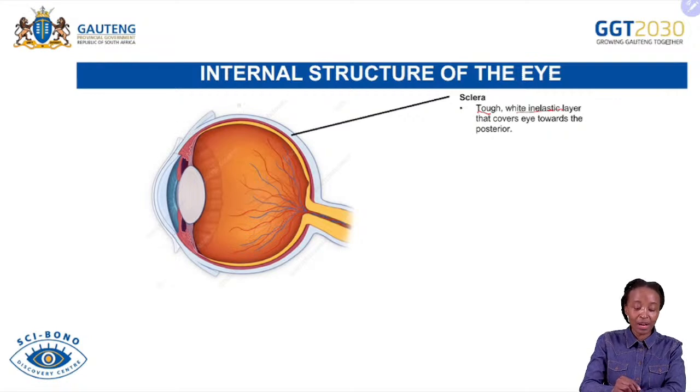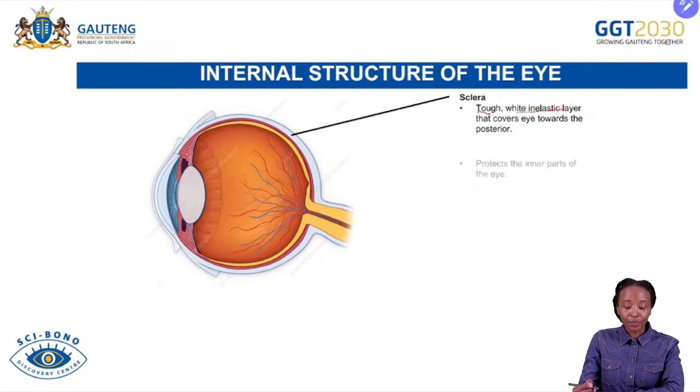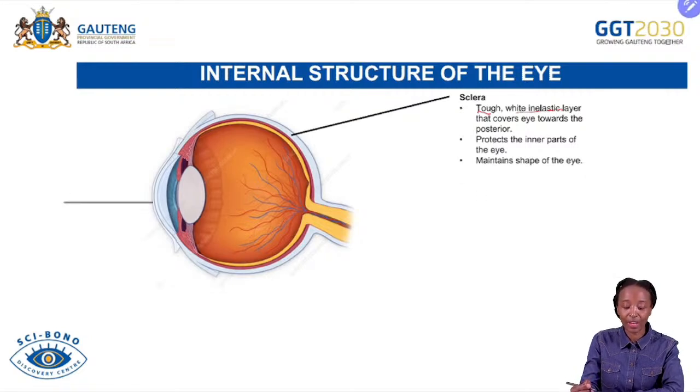So from here, going all the way to the back, we have this white inelastic tough structure that covers the eye. Besides maintaining the shape of the eye, it also protects the inner parts of the eye.